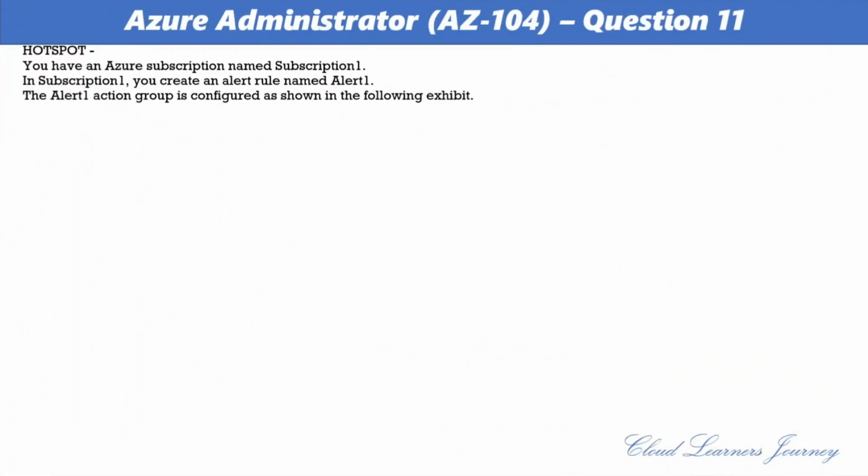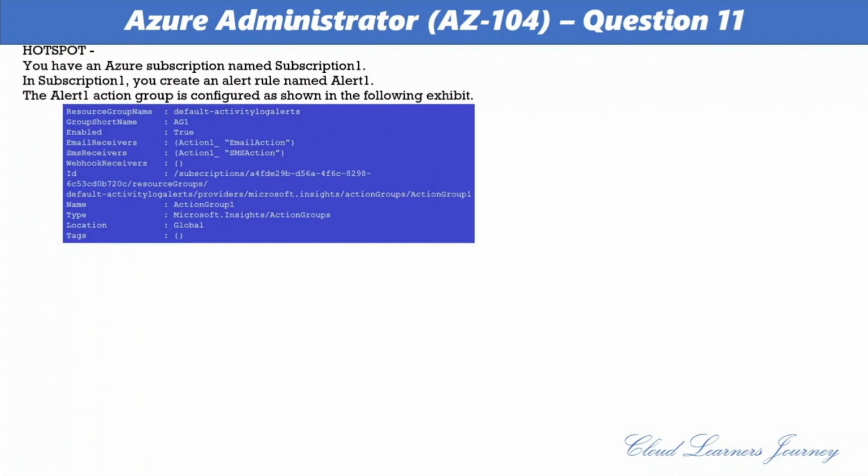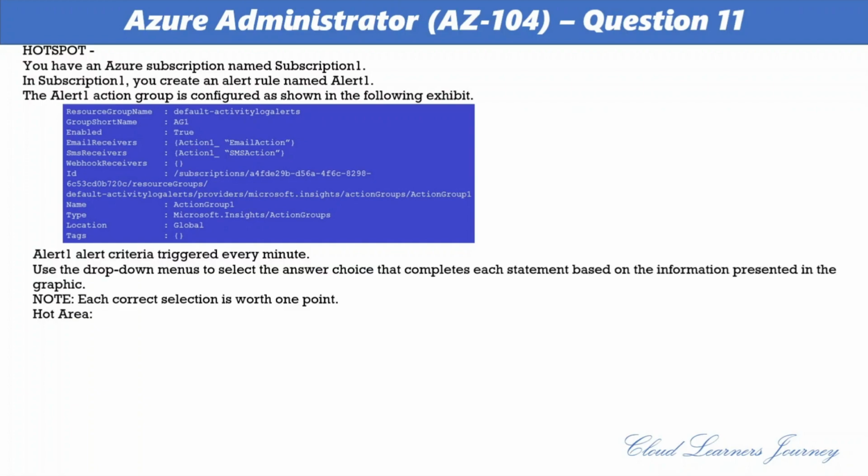Next, question number 11. You have an Azure subscription named Subscription 1. In Subscription 1, you create an alert rule named Alert 1. Action group is configured as shown in the following exhibit. Here in the exhibit, resource group name default-activity log alerts, group short name AG1 enabled true, email receivers action1_email action, SMS receivers action1_SMS action, name action group 1, type Microsoft.insights/action groups, location global. Alert 1 alert criteria triggered every minute.